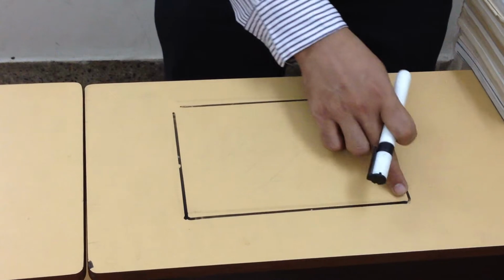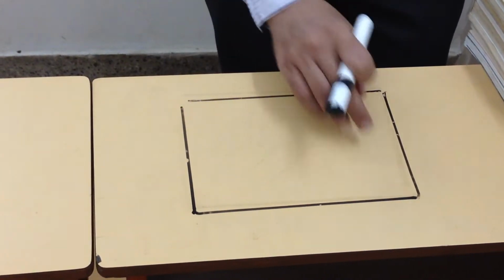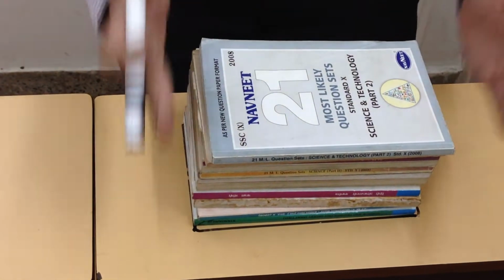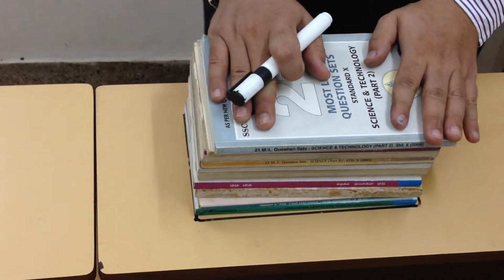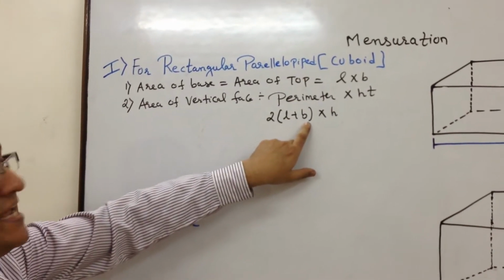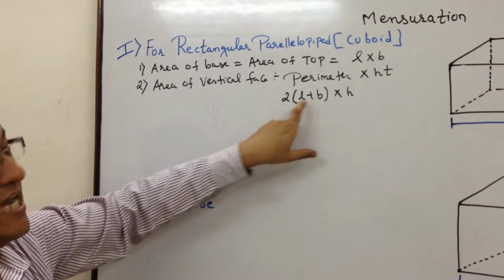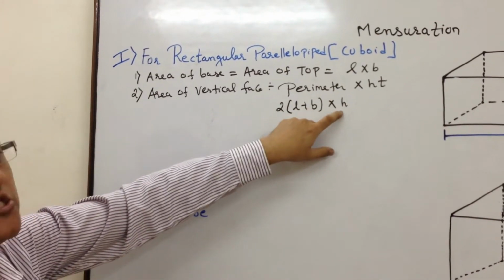Thus we say it is perimeter, because when we go from here to here and sum up all the sides, the answer is perimeter. Perimeter into height. When I just increase the height, I do get the faces. Thus it is perimeter into height. Since every face is a rectangle, the perimeter of a rectangle is given by twice length plus breadth. I'm sorry, it is twice length plus breadth, into height.